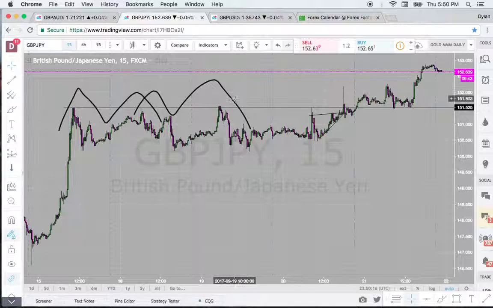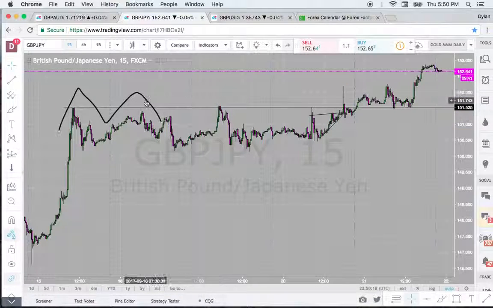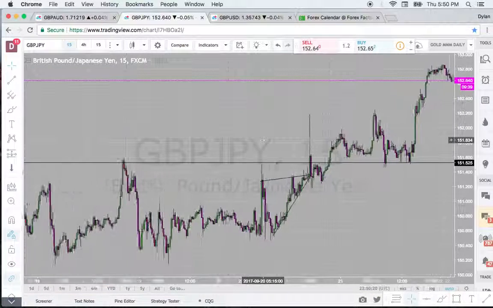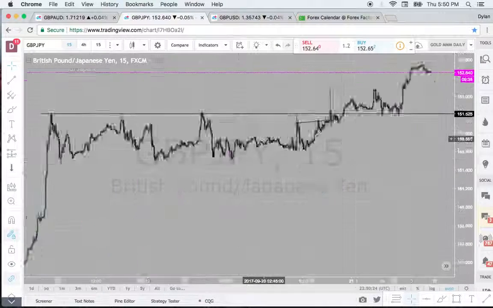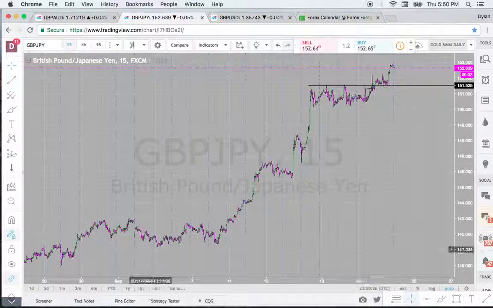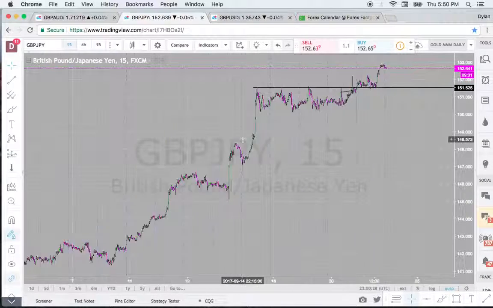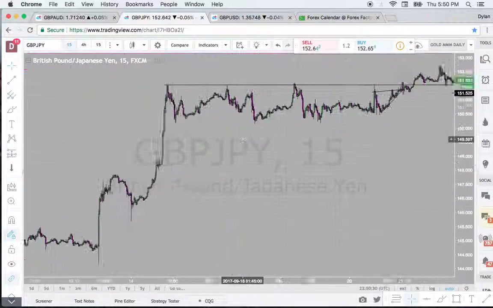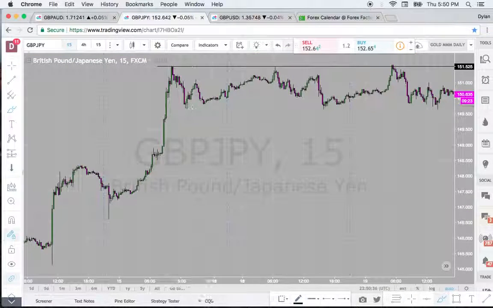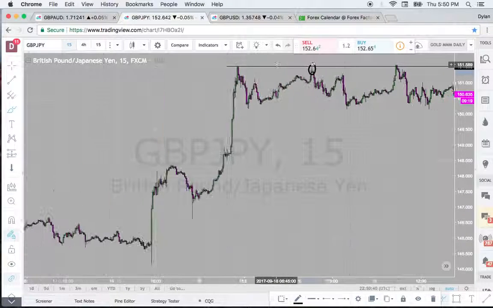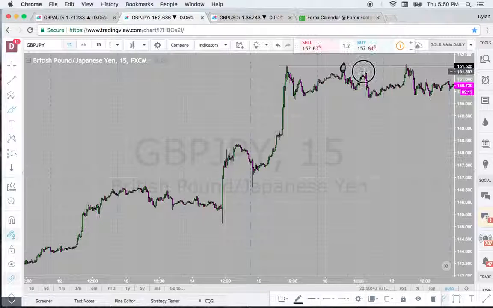Especially not on the 15-minute chart. So, use common sense, okay? We can see GBP JPY obviously has been in a massive uptrend. Go with the trend, okay? We can see, we wouldn't want, obviously, we're not going to buy right here, right? We're not going to buy anywhere in here.